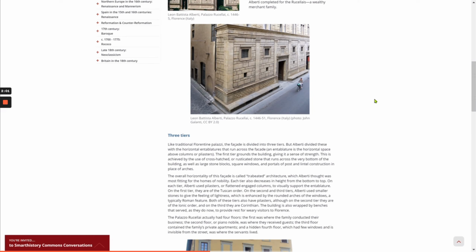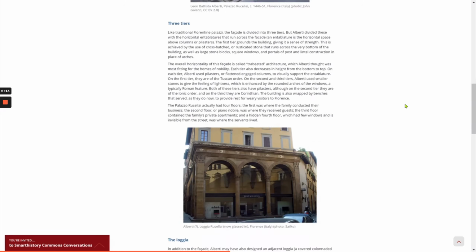The first was where the family conducted their business. The second floor, or piano nobile, was where they received guests. The third floor contained the family's private apartments, and a hidden 4th floor, which had few windows and is invisible from the street, was where the servants lived.